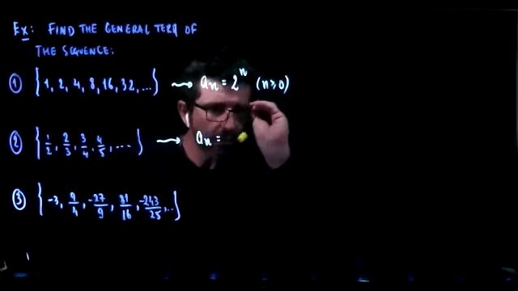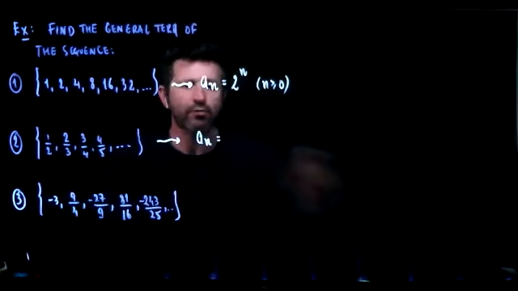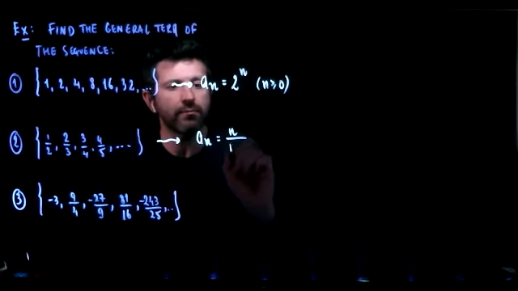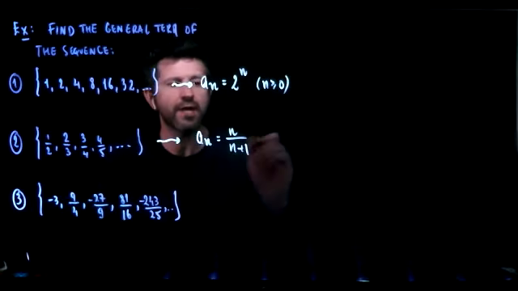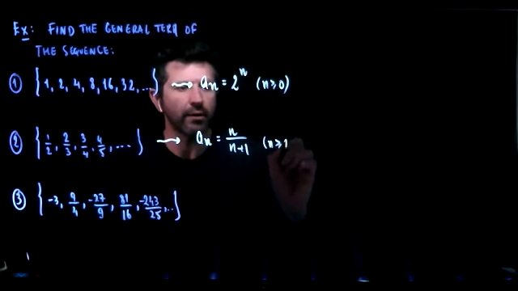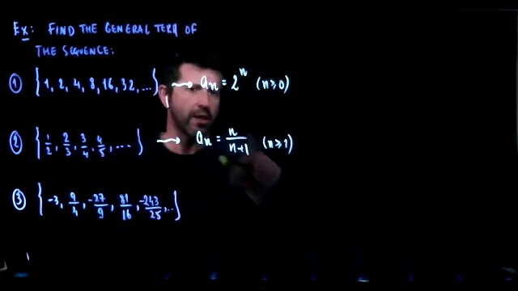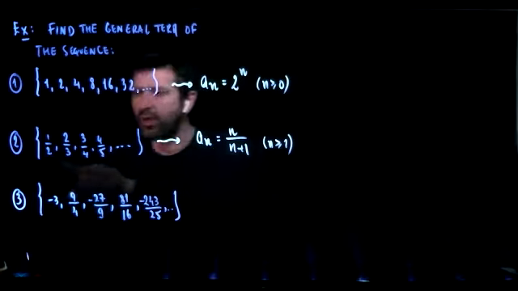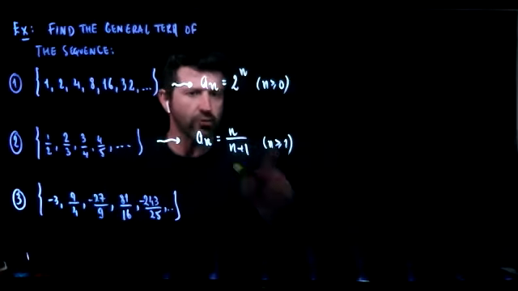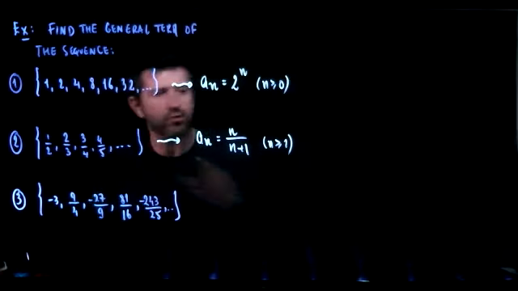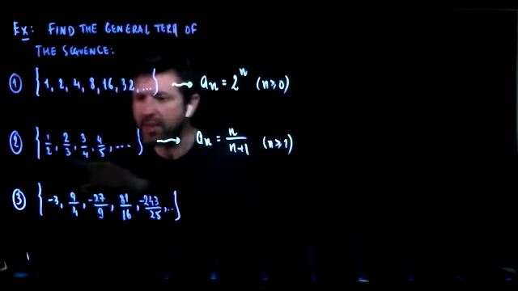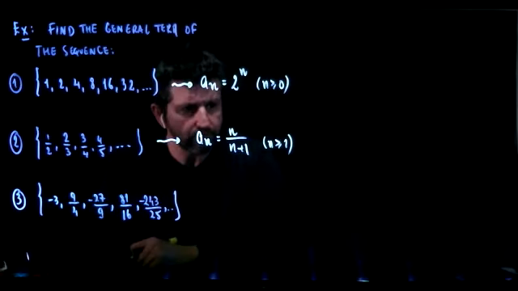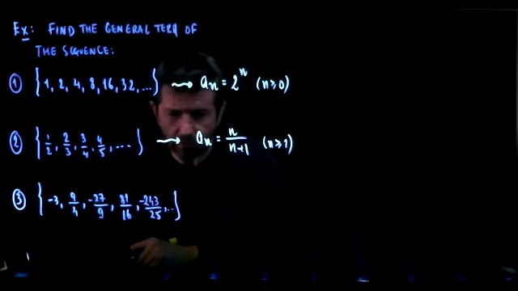What did you say? N over n plus 1? Yeah, this is n over n plus 1. And n starts at 1 here. The first term, you plug in 1, you get 1 over 2, here it is. Second term, n equals 2, you get 2 over 3, here it is, and so on. So this basically generates all the terms here. Good?